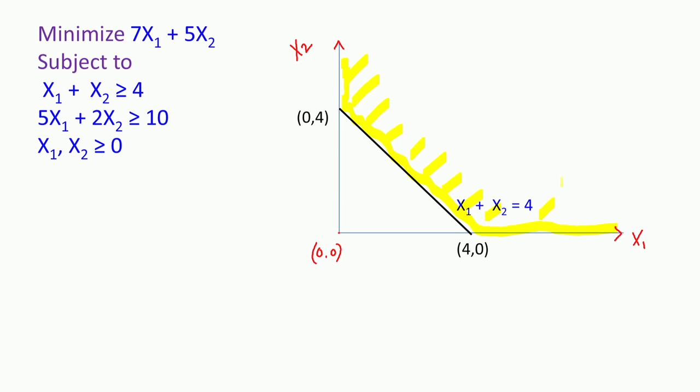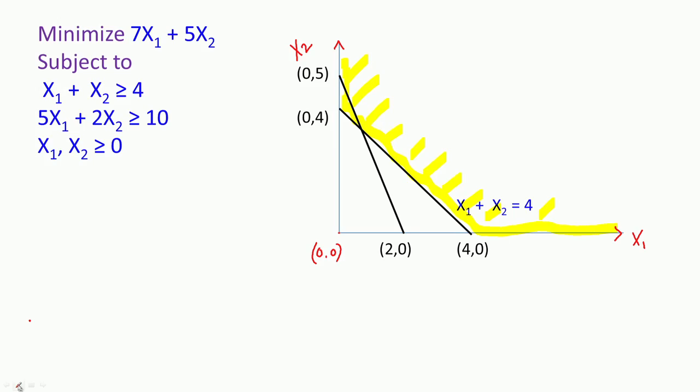We now draw the next constraint, which is 5x1 plus 2x2 greater than or equal to 10. So we first draw the line 5x1 plus 2x2 equal to 10, and that line is shown here. To draw this line we have 2 points, which is 2 comma 0 and 0 comma 5.